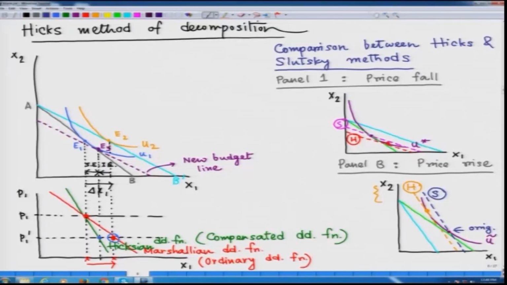So, theoretically the Hicksian method is much more robust, and that is why we find application of the Hicksian demand function and the Hicksian approach of total price effect decomposition in advanced economic analysis, especially in the fields of public economics and environmental economics. If time permits, we are going to discuss one application of this Hicksian demand function in a later part of the course. So, we are done with our discussion on the total price effect and its decomposition through the Slutsky equation.